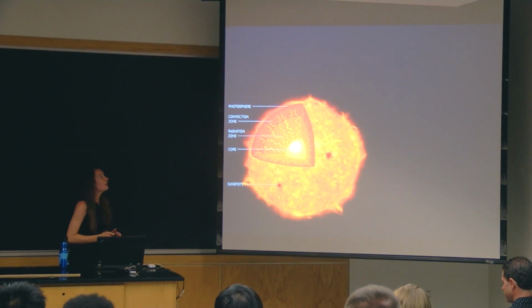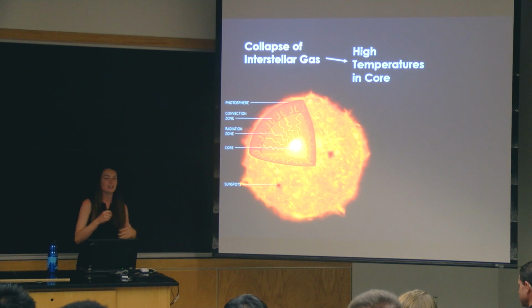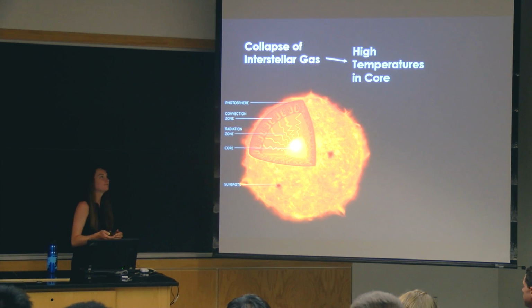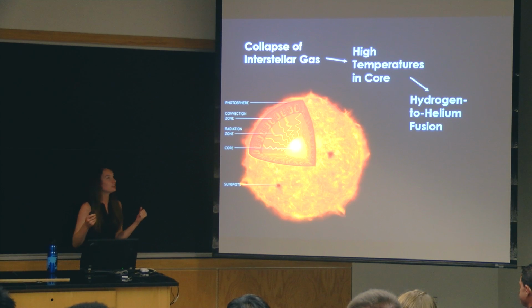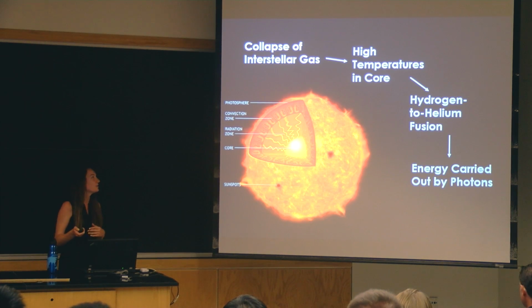Stars form from the collapse of interstellar gas. And as that gas is collapsing, you're getting really high temperatures in the core, reaching up to 15 million Kelvin in the sun. These high temperatures allow the hydrogen ions to collide and fuse to form helium. In that fusion process, energy is released and it's carried out through the radiation zone by photons.